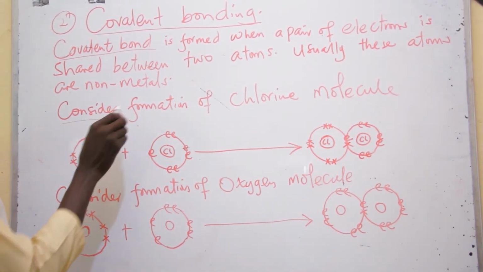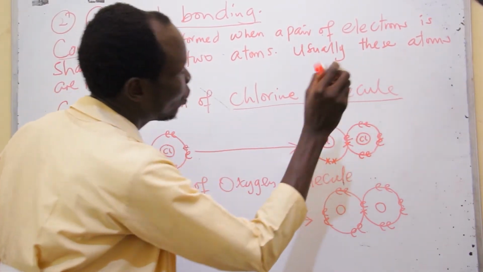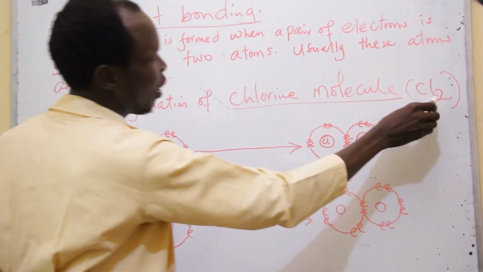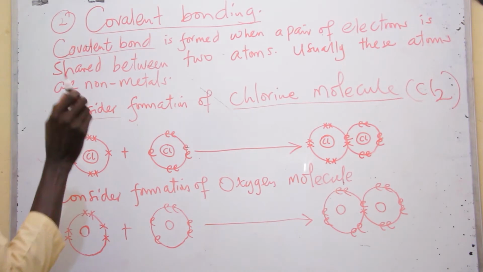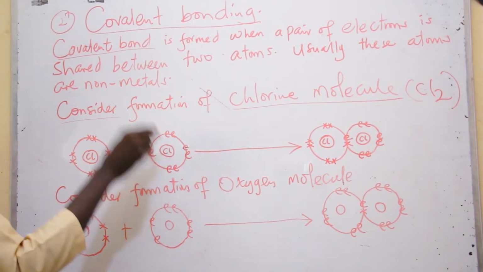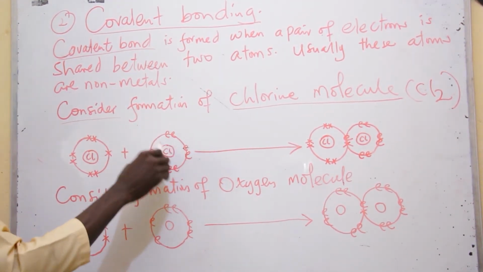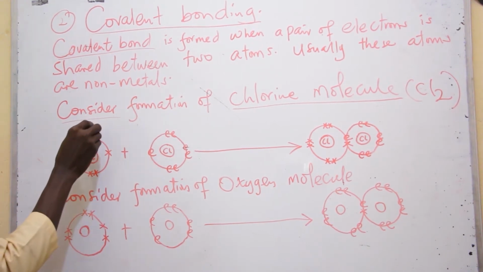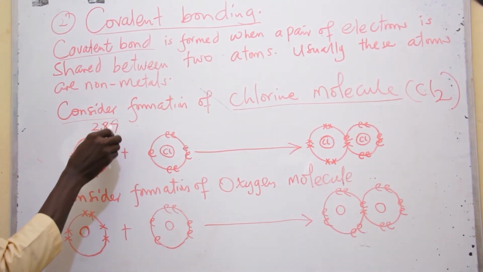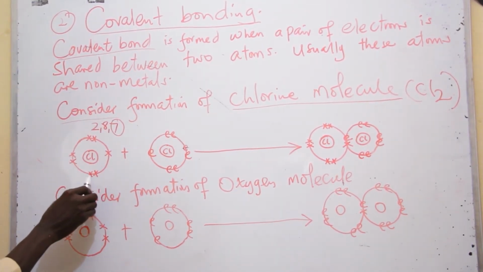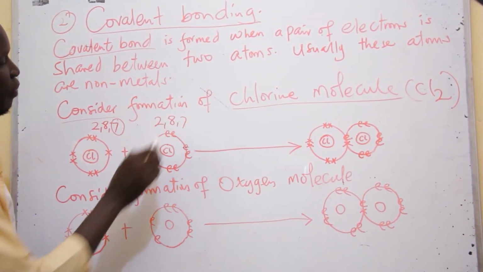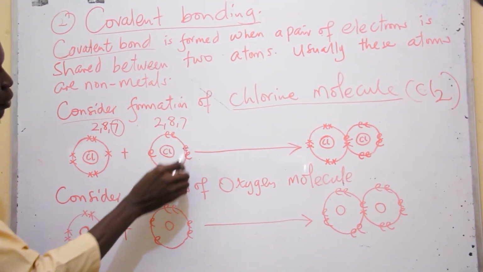For example, we consider the formation of a chlorine molecule. A molecule here has two chlorine atoms. That's when you're able to come up with a molecule. So we have a chlorine atom combining with another chlorine atom. We are only taking the outermost energy level electrons. So this is 2, 8, 7, meaning it has 7 electrons in the outermost, as you can see: 1, 2, 3, 4, 5, 6, 7. And this one is also 2, 8, 7, so it has 7 electrons in the outermost energy level.